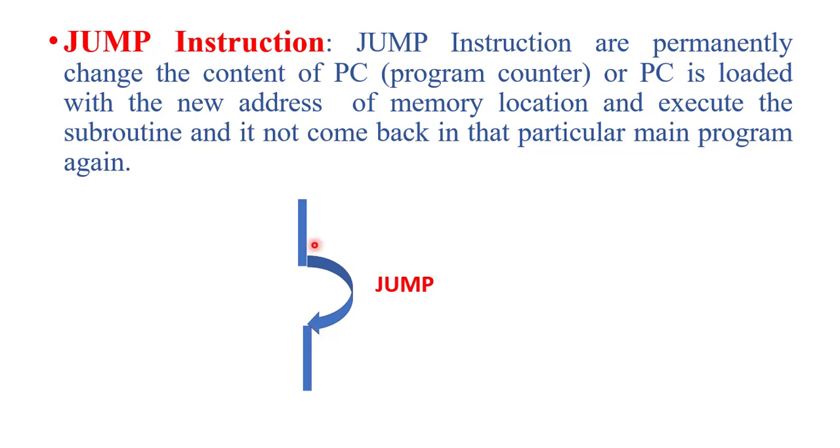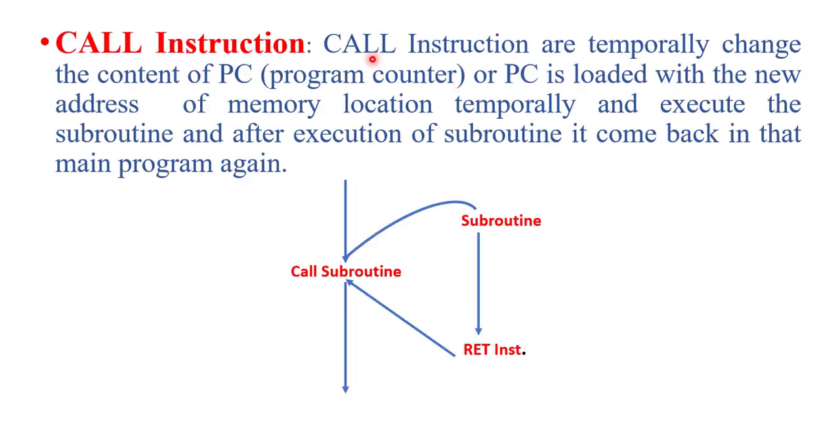So the jump instruction permanently changes the content of the program counter, or we can say the program counter is loaded with the new address of the memory location where the subroutine is stored, and the microcontroller jumps to that new address and executes that subroutine and goes on. It does not come back to the particular main program again. Now next is the call instruction.